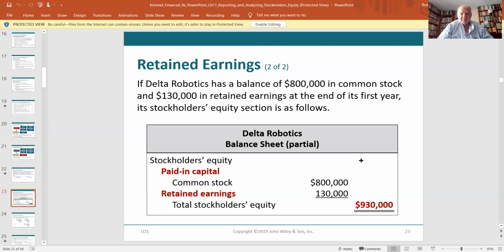If Delta Robotics had a balance of 800,000 in common stock and 130 at the end of the year in retained earnings, here's what it would look like. They have common stock, retained earnings in separate sections, okay? They really should have retained, yeah, there's common stock, retained earnings. What I don't see is the paid in capital in excess of par.